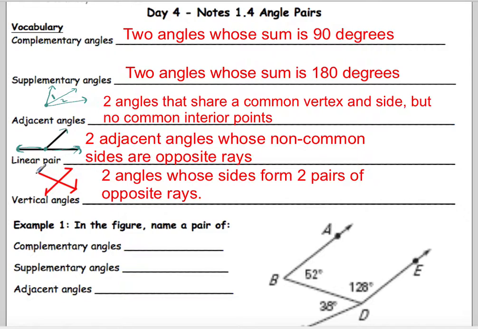But the main thing about vertical angles is that vertical angles are going to be congruent all the time, and you're going to use that to solve many problems as we're working through this section of notes.